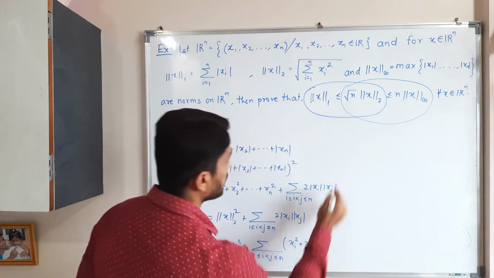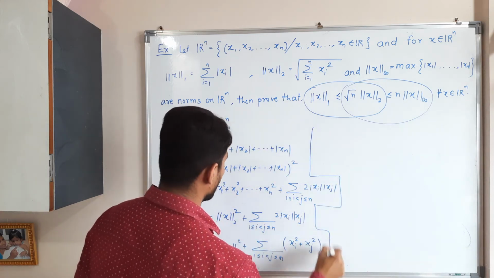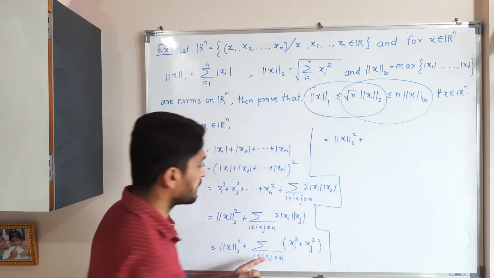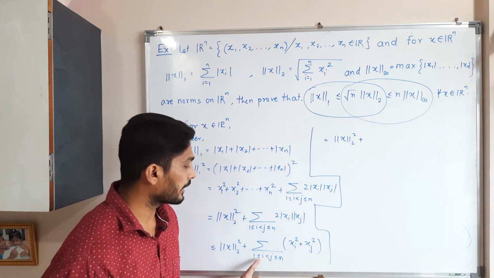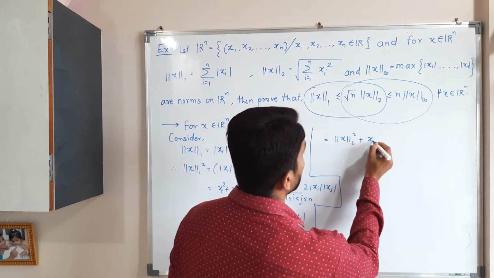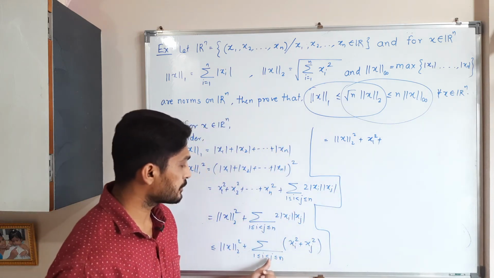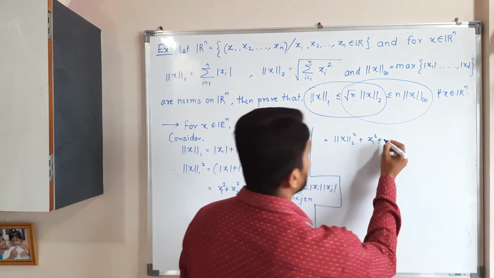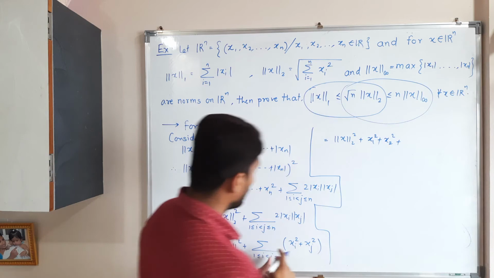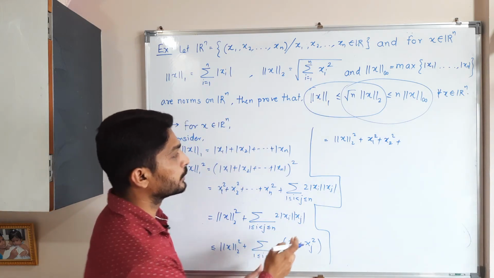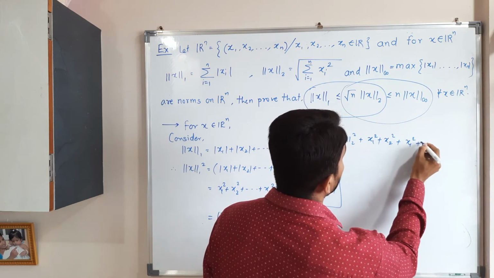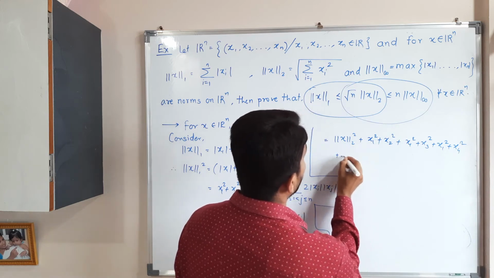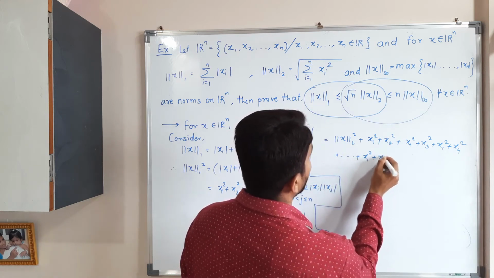Okay, I removed this part. I will require some more space. So this is equal to norm x2 square, and if you expand the summation, you can start from i equals 1, so x1 square plus xj square, where j should be strictly greater than i, that means j can be 2, 3, 4, but it cannot be 1. So x1 square plus x2 square, x1 square plus x3 square, next x1 square plus x4 square, and so on, we can reach up to x1 square plus xn square.